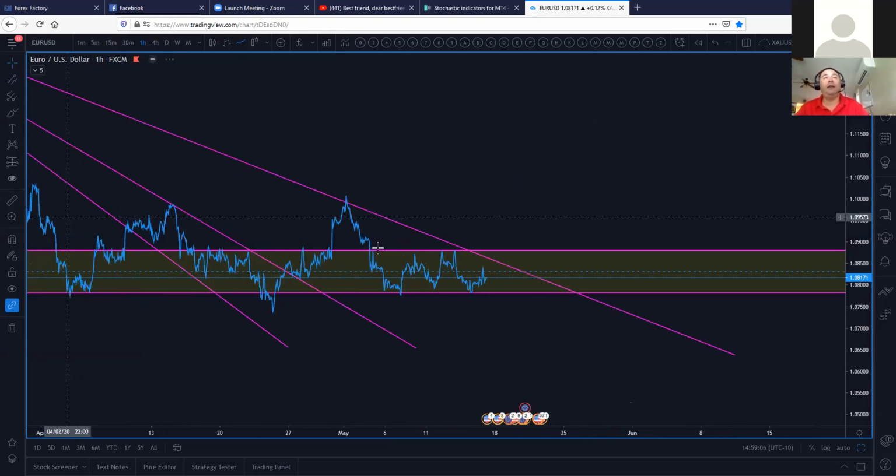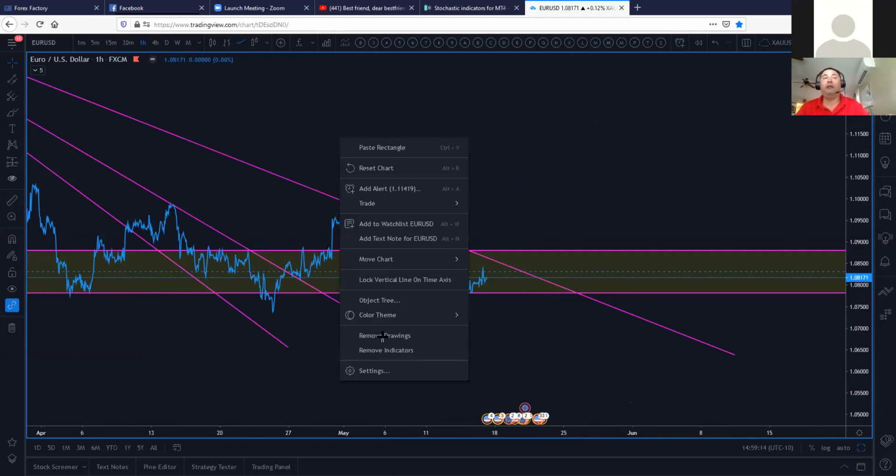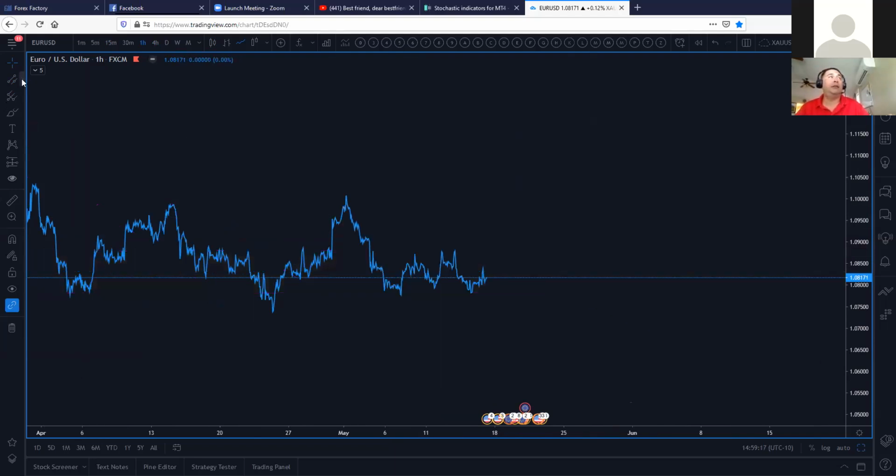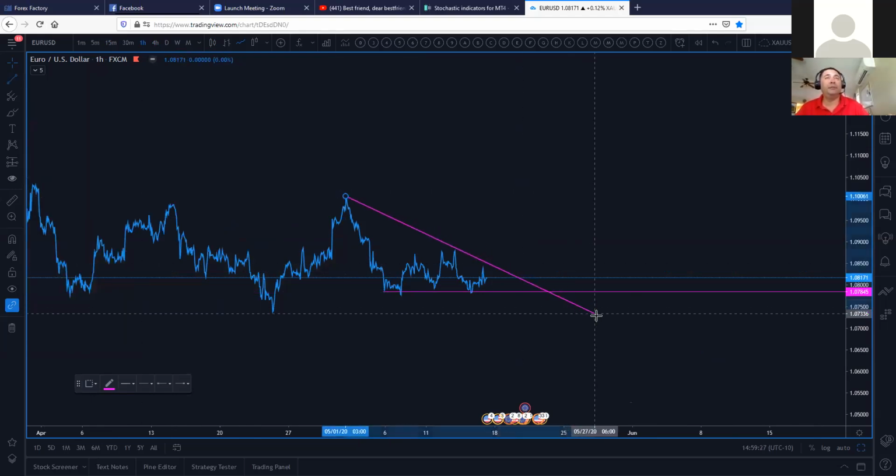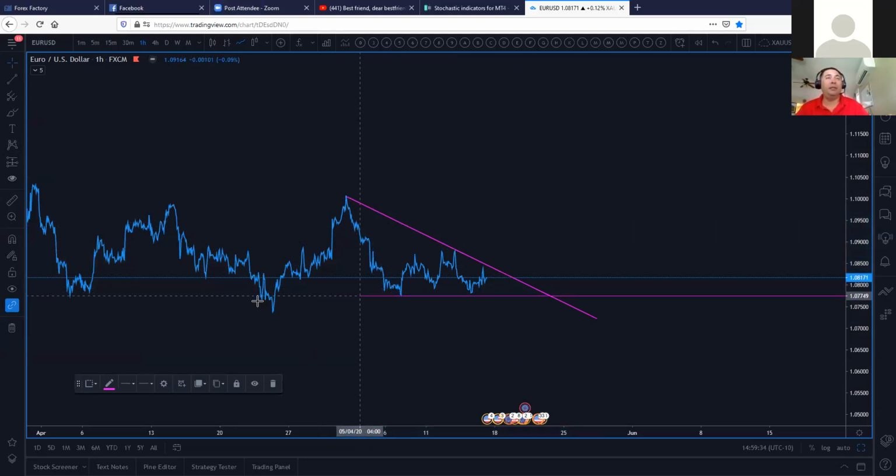What do we have here? Wow. Let me clear this chart for you guys and I'll show you what I see, okay? Remove drawings and indicators. All right, so I have a horizontal array respecting this floor. I have a downward slope on the hour.